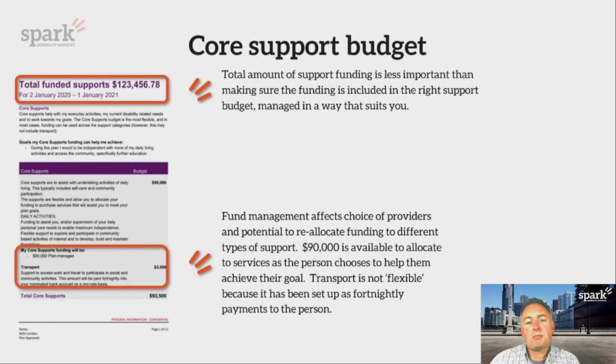What this means is, because their transport funding is not plan managed like the rest of their core supports, they must make sure that when they use that money that's paid into their bank account, it is only used to pay for disability transport supports. For example, taxi services, or maybe the person's service provider runs a bus service, or perhaps they have an individual support worker who provides them with transport assistance as well.